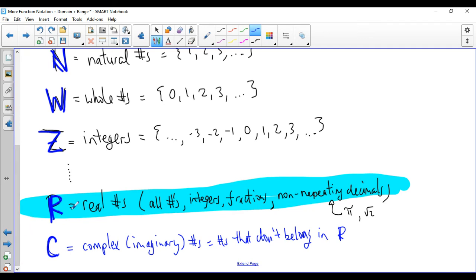Moral of the story is that we're going to use the letter R to help us talk about domain when the domain of a function or the range of a function is, say, something like infinity. Okay?